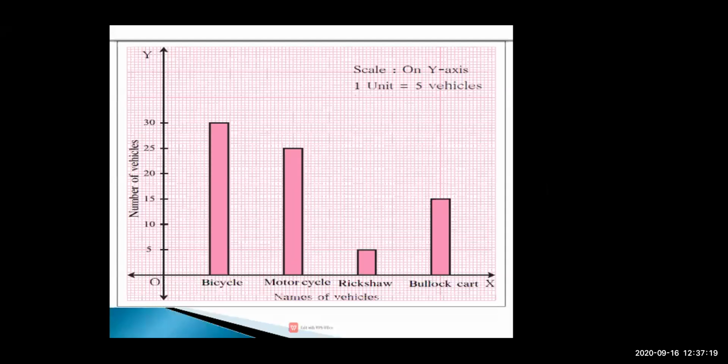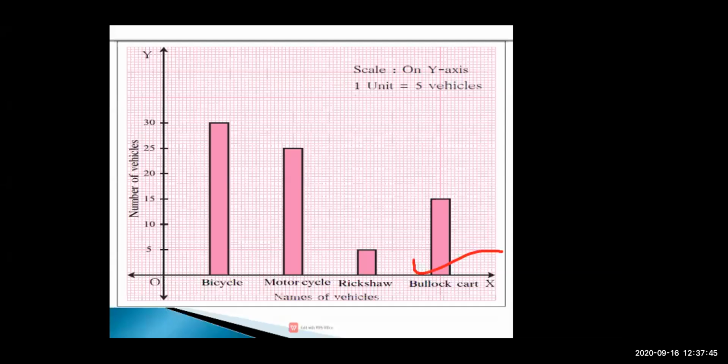I hope you people have understood how to write the name. Leave one box and write bicycle in one box. Then leave one box, then write the name of motorcycle. Then leave one box, then write the name of auto rickshaw. Then leave one box and write the name of bullock cart. Till here we have done how to write the name on the x-axis.